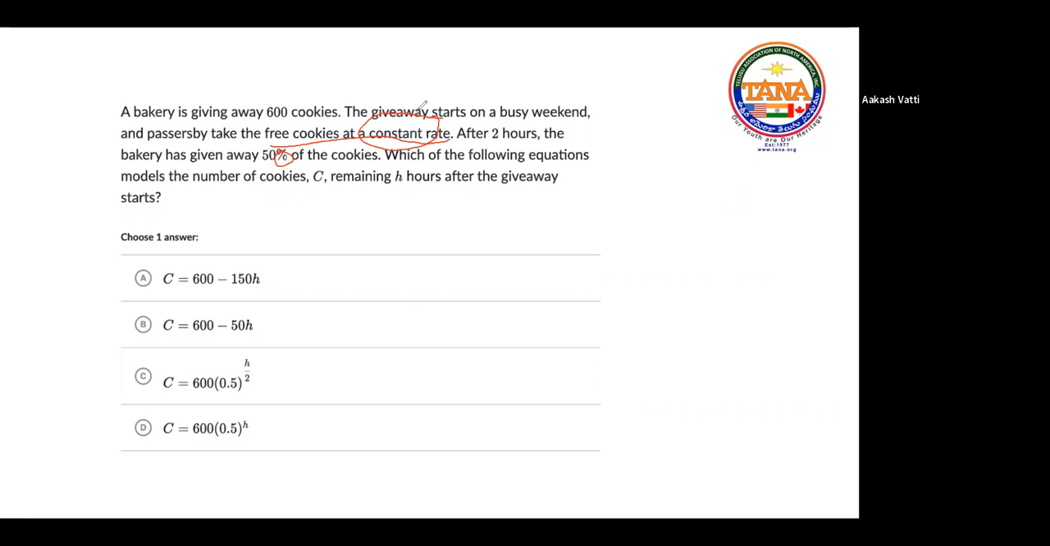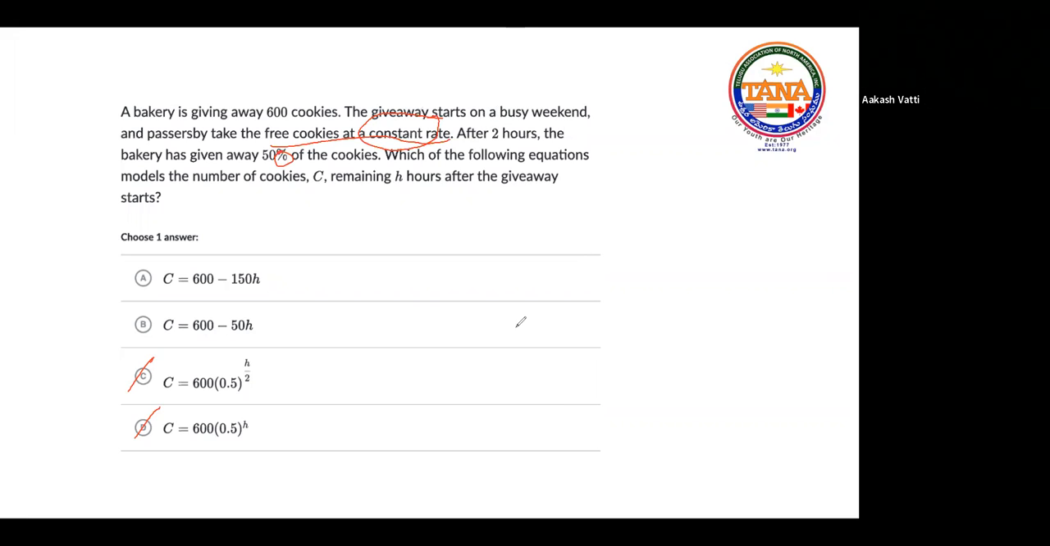And when you look at the 50%, it refers to the amount of cookies given away at a specific time. It does not imply that 50% of cookies is gone every 2 hours. So you can immediately eliminate C and D. C was the second most chosen, and it's just straight up wrong. That leaves us with choices A and B.